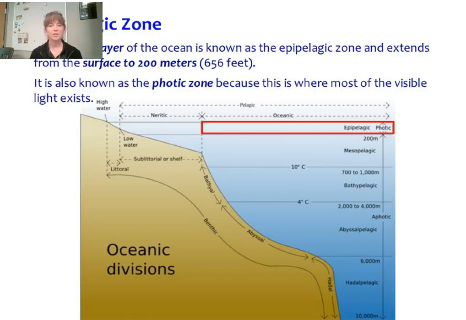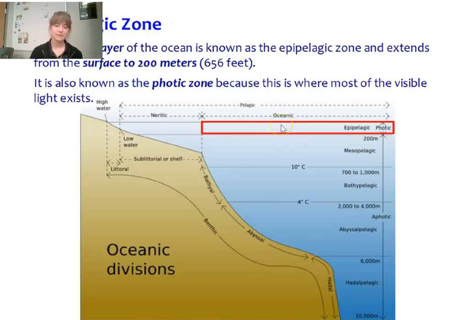So the epipelagic zone is that top layer of the ocean. And notice we're only talking about the oceanic zone here. The epipelagic zone is just right here. It is the top 200 meters of the water, and it is considered the photic zone because this is the zone where enough sunlight penetrates through the water in order for photosynthesis to happen. So notice we've got a large portion of the continental shelf located in this photic zone here. All right.